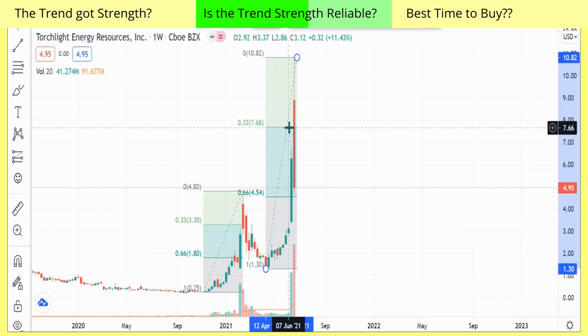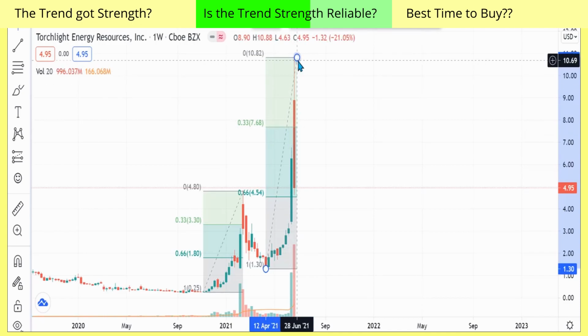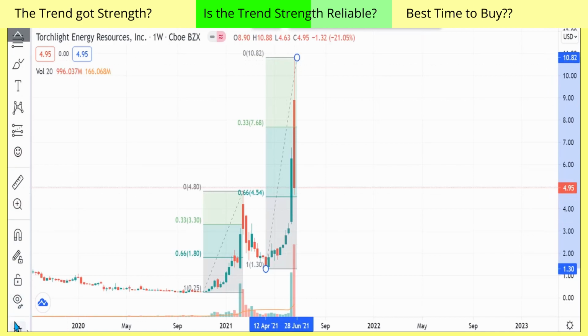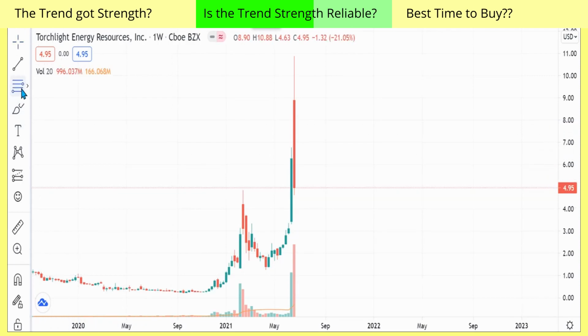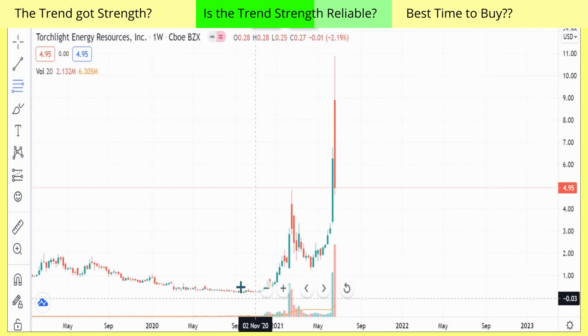Okay, so that is one thing that you can look at. We can also do a retracement analysis. So let me try to erase everything. Another thing we can look at is Fibonacci, but this time I need all the layers.